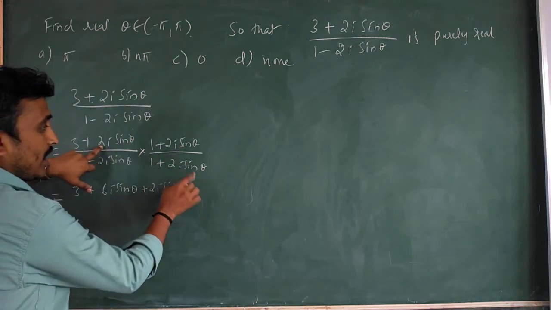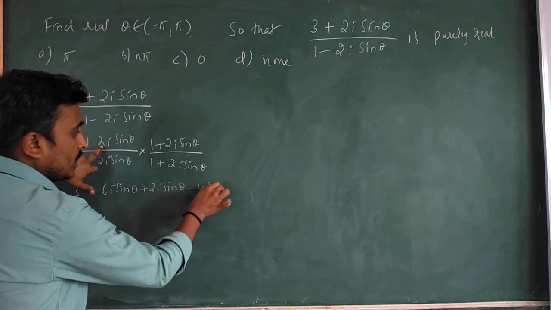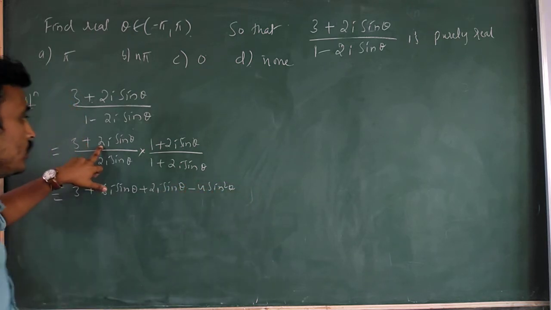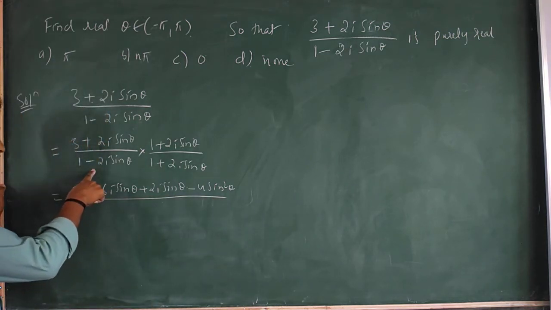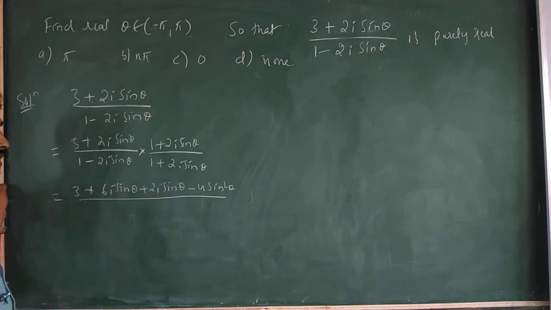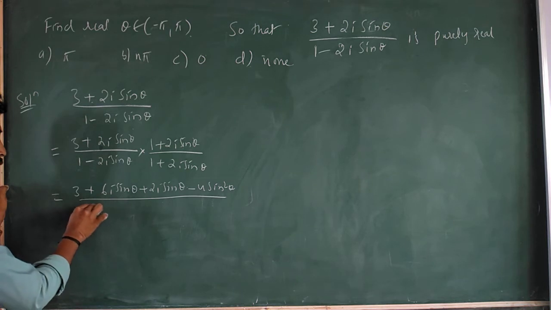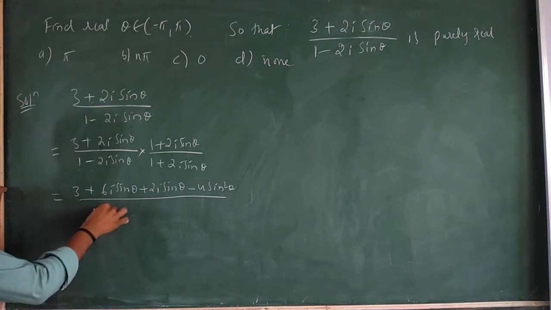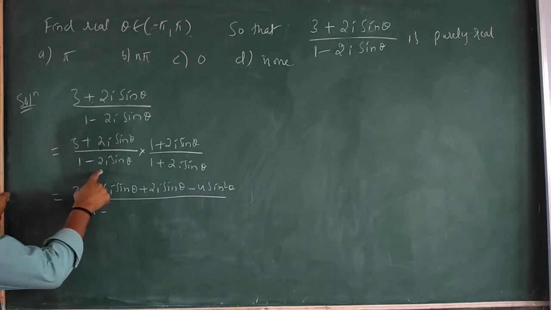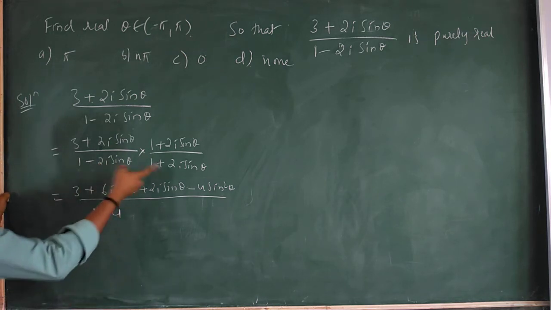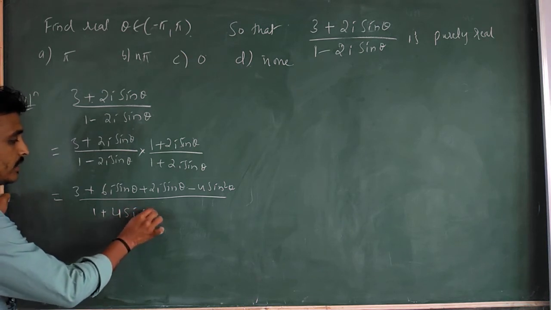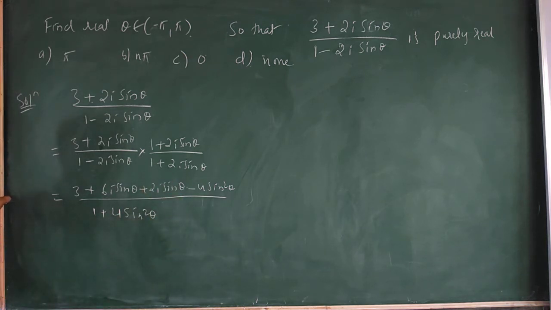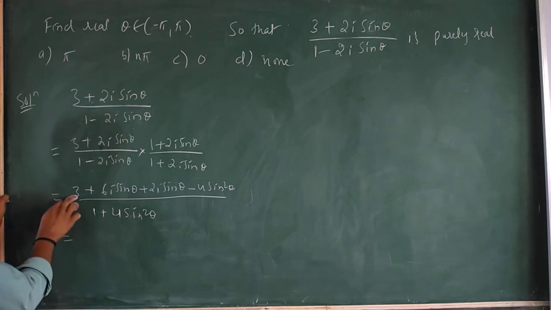4i square sin theta, i square is minus 1, so minus 4 sin square theta, divided by (1 minus 2i sin theta)(1 plus 2i sin theta). This is in the form of (a minus b)(a plus b) equals a square minus b square. That is 1 square is 1, minus 2 square is 4, i square is minus 1, minus minus plus, that is 4 sin square theta. Then this equals 3 as the real part.